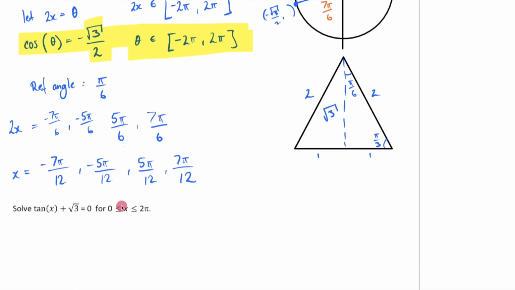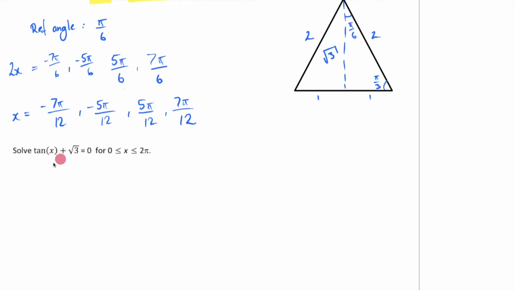All right, so let's now answer this one. So we have tan of x plus the square root of 3 equals 0, and my domain is 0 to 2 pi. The first thing I'm going to do is rearrange. So this is going to be the same as tan of x equals negative the square root of 3. So now I need to figure out for what value of x am I going to get negative the square root of 3. What I'm going to do is draw myself a little bit of a unit circle.